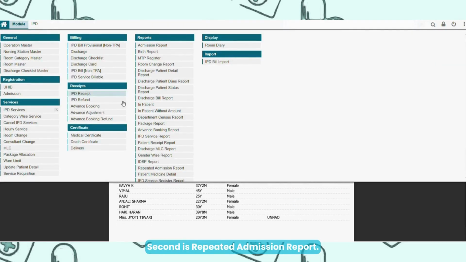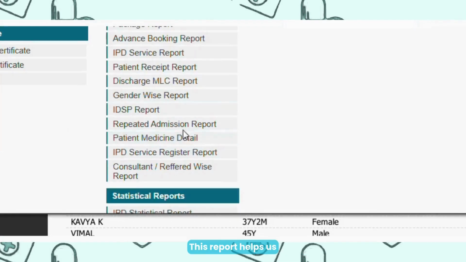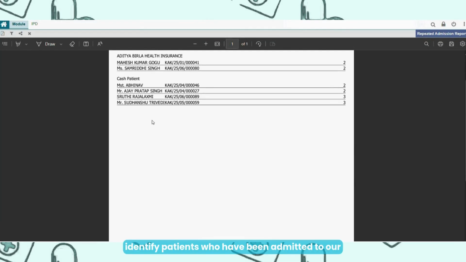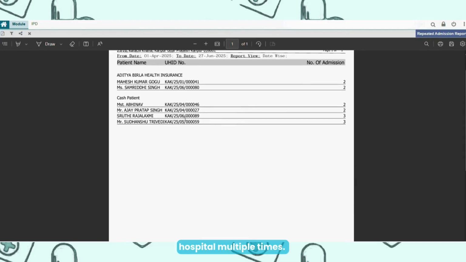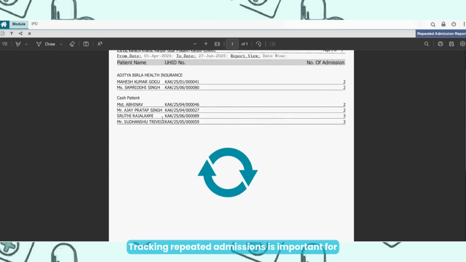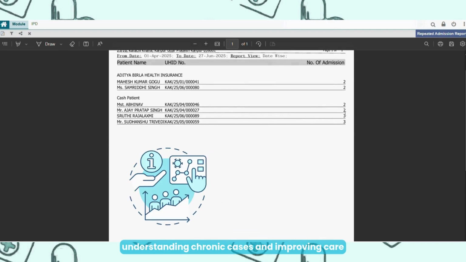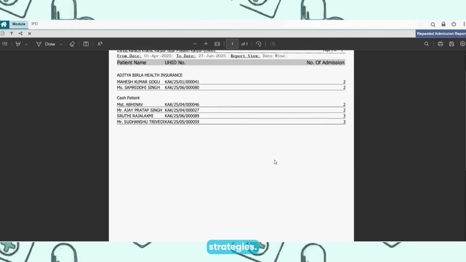Second is the Repeated Admission Report. This report helps us identify patients who have been admitted to our hospital multiple times. For example, insurance patients like Mahesh Kumar Gogu and Mr. Abhinav have been admitted twice, while Shruti Rajakshmi has been admitted 3 times. Tracking repeated admissions is important for understanding chronic cases and improving care strategies.